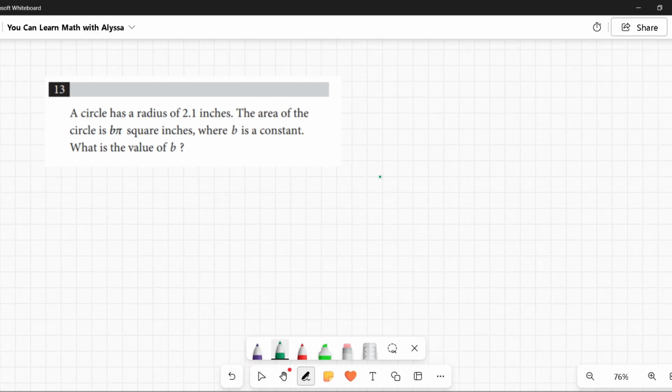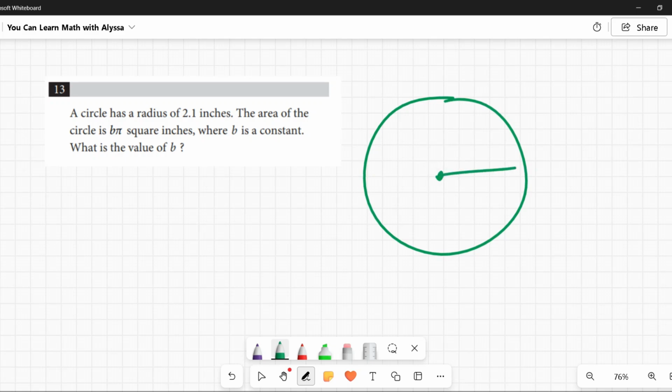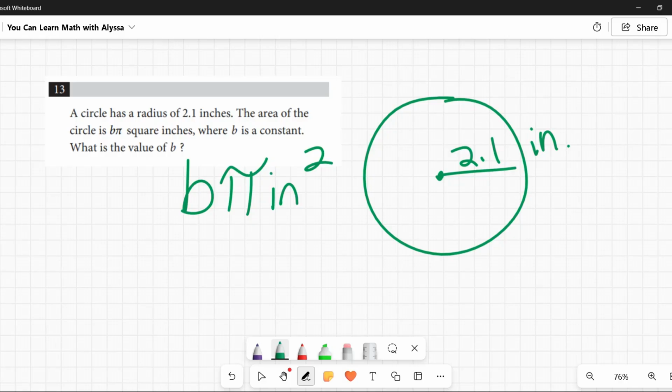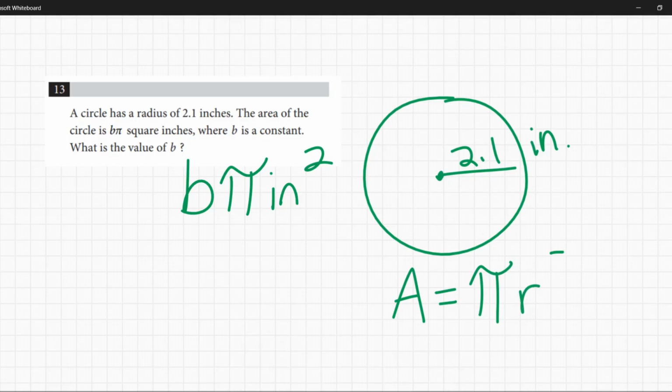Number 13. A circle has a radius of 2.1 inches. Okay, so I've got a radius of 2.1 inches. The area of the circle is b pi square inches, where b is a constant. What is the value of b? Well, what is our area of a circle? What's the formula for that? It is pi times the radius squared.